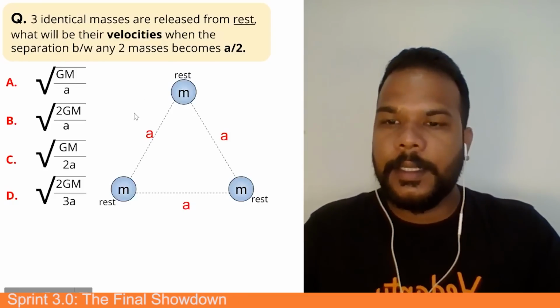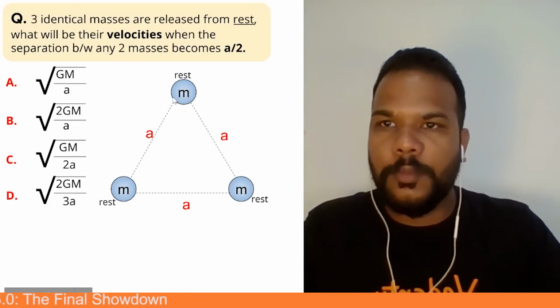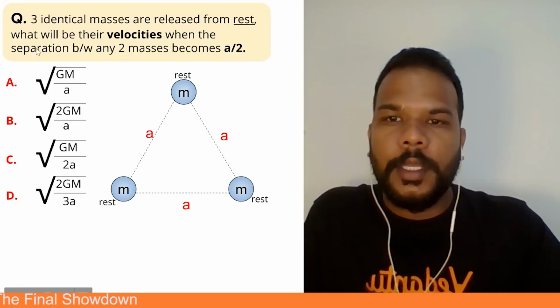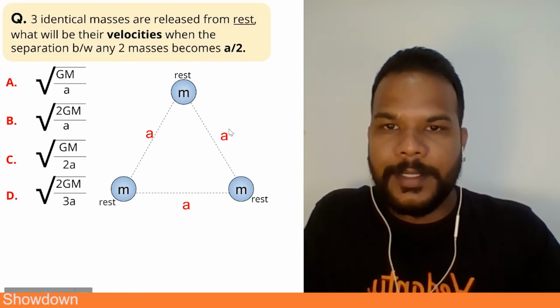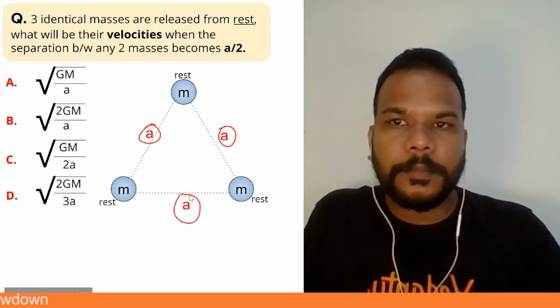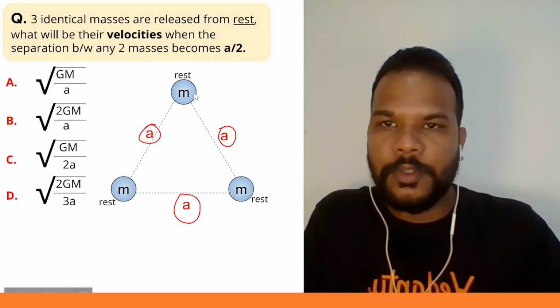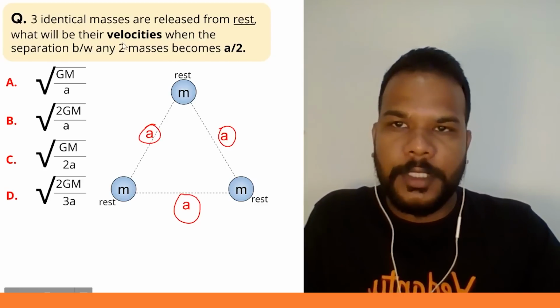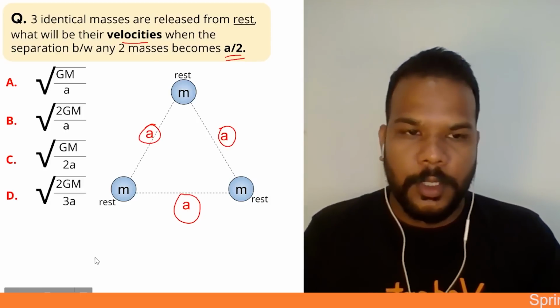Okay guys, I guess now this one is almost towards the end type of question. Now in this question we have three objects which are at rest and are separated by a distance a. So when we release them, they will start moving towards each other. So what will be their velocities once the mutual gap reduces to a by 2?